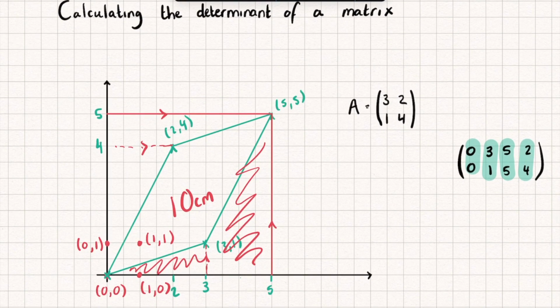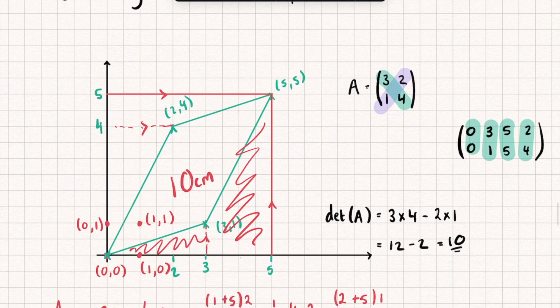We'll look at why this formula works in a second, but the formula to find the determinant is we take the leading diagonals, multiply them together, and then we subtract the other diagonal from that. So the determinant of A, which we can write as det of A, is equal to 3 times 4, subtract 2 times 1. And so we're going to get 12 take away 2, which is 10 as well. And so like we said, this determinant tells us the area of the transformed unit square under the transformation matrix A, or more generally, the scale factor by which the area of a shape has been transformed.